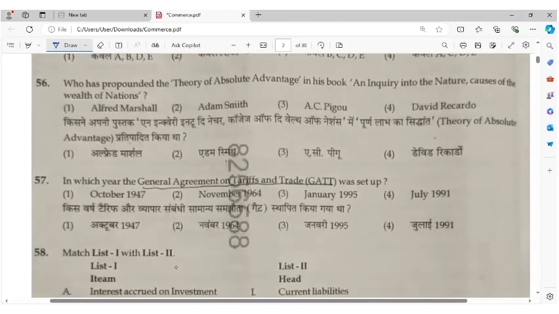Now the next one, question number 56: who propounded the theory of absolute advantage in the book An Inquiry into the Nature and Causes of the Wealth of Nations? You know that this is a really simple question. Adam Smith is the right answer over here.